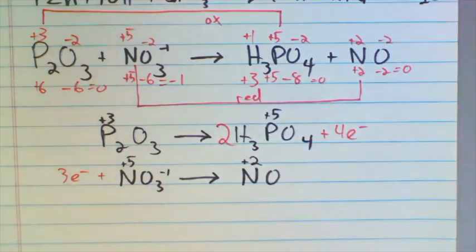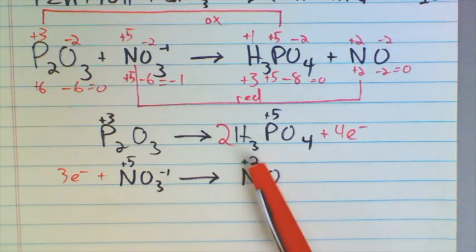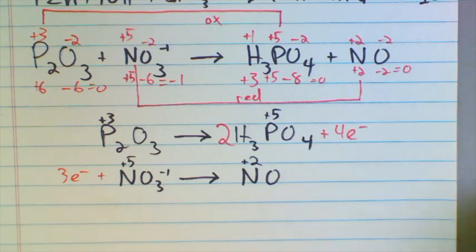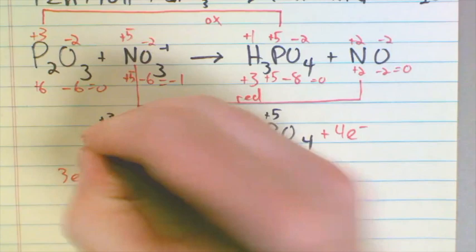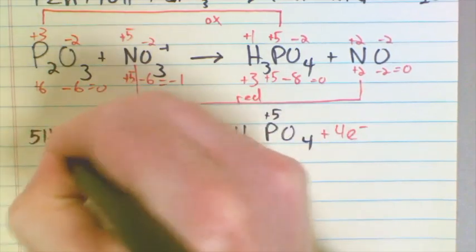Balance oxygen by adding H2O where needed. Let's look at our top reaction. How many oxygens are on the right? 8. How many are on the left? 3. So what do we got to do? We're going to add 5 waters over on this side. Good.